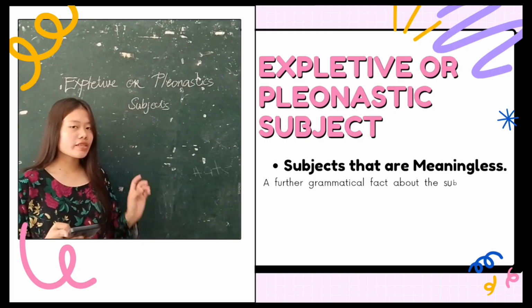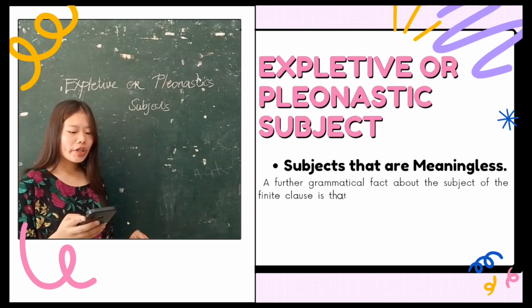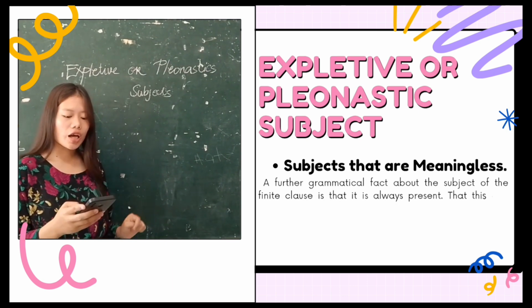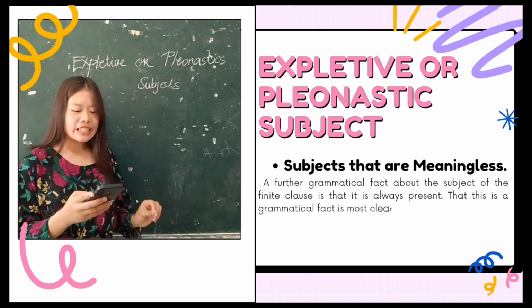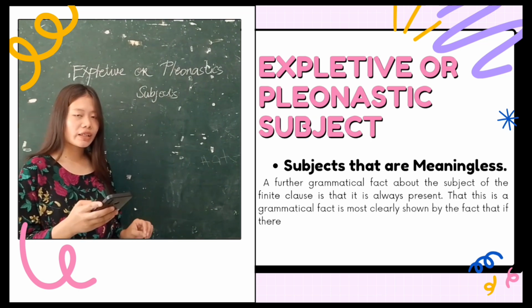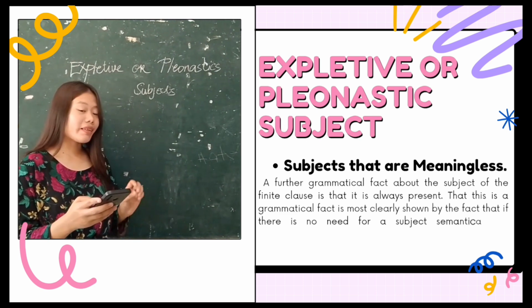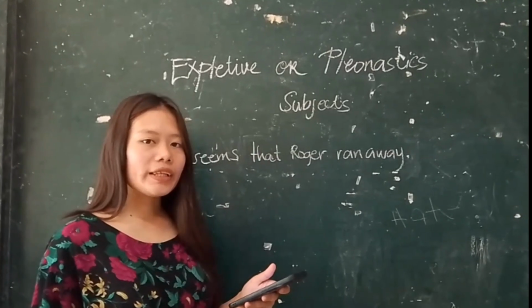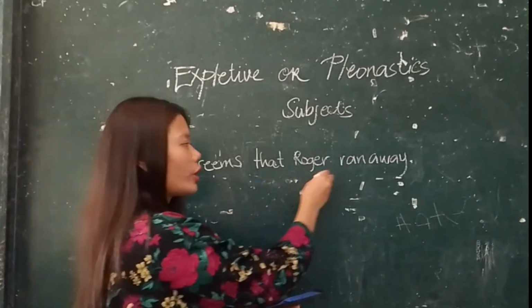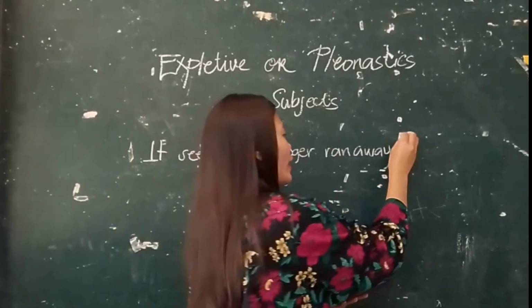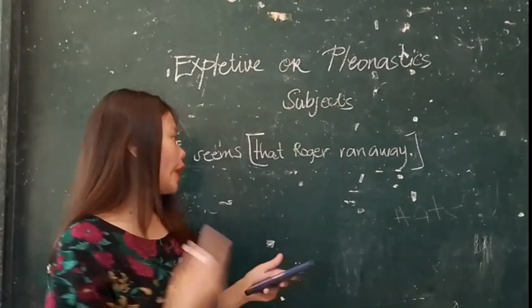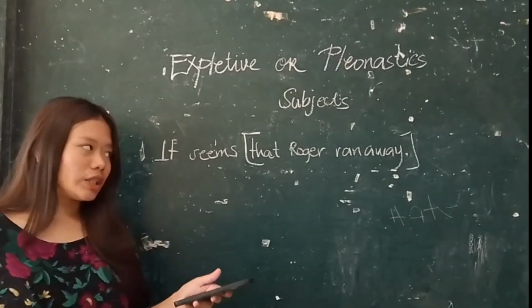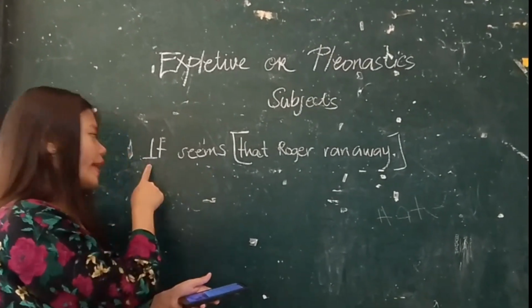Now, let's talk about expletive or pleonastic subjects. Expletive or pleonastic subjects are the subjects that are meaningless. A further grammatical fact about the subject of a finite clause is that it is always present. This is most clearly shown by the fact that if there is no need for a subject semantically, a grammatical subject which has no meaning has to appear. For example, the sentence, "It seems that Roger ran away." "That Roger ran away" is an example of a propositional phrase. And "it seems" is another argument because seem is a verb and it is a subject.